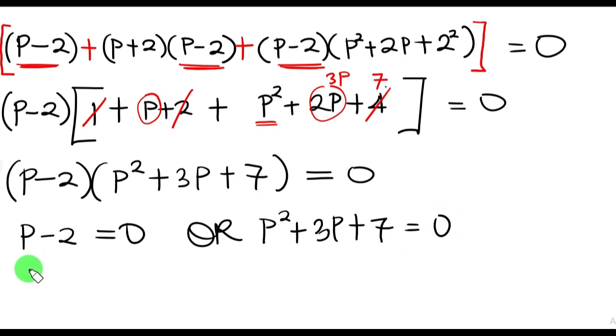At the end of the day here, p equals 2. Looking for the value of p in this quadratic equation, definitely my p here is going to lead into complex numbers.